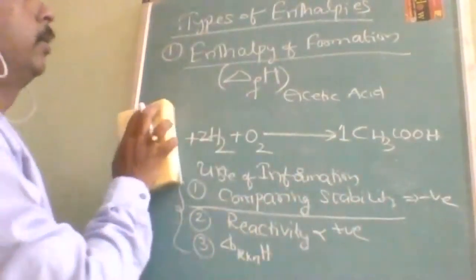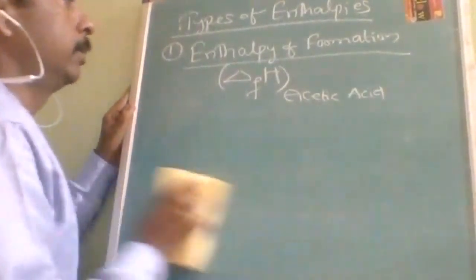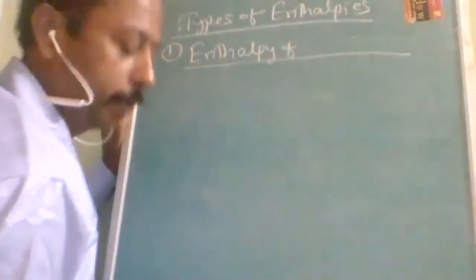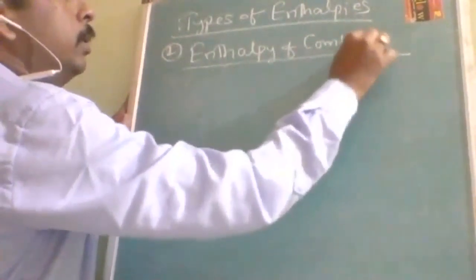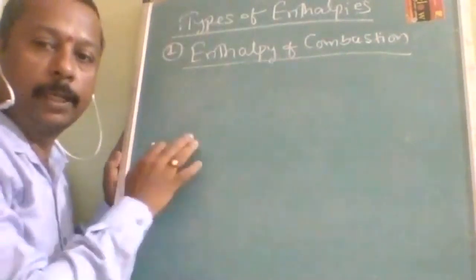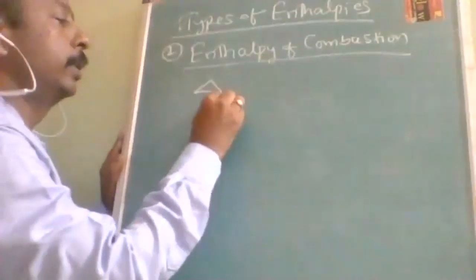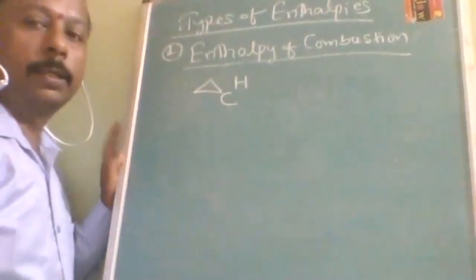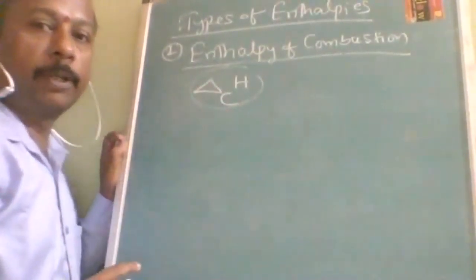Then the second topic, in types of enthalpies, is the enthalpy of combustion. Next topic is enthalpy of combustion. In every topic we will study some common things. Enthalpy of combustion is denoted with delta C H. Like there it was F, now it is C.